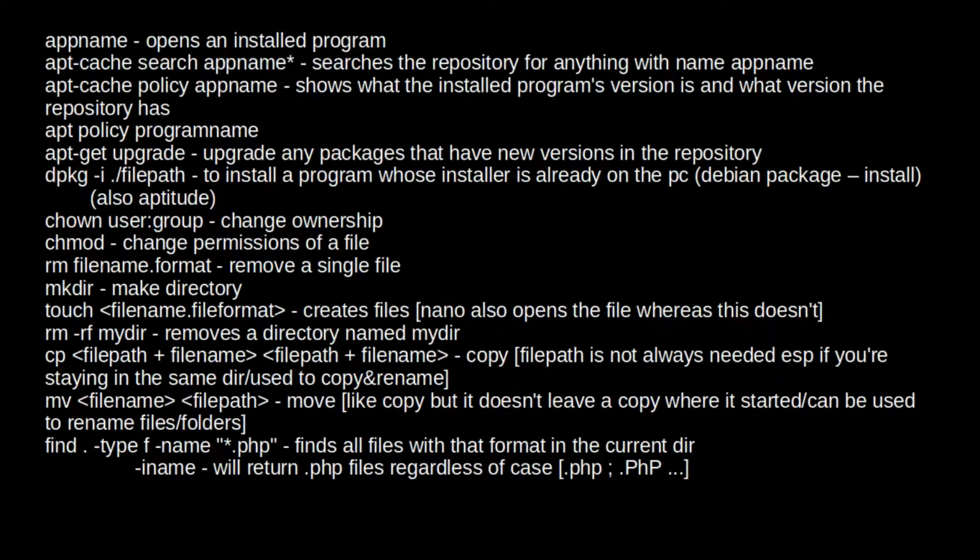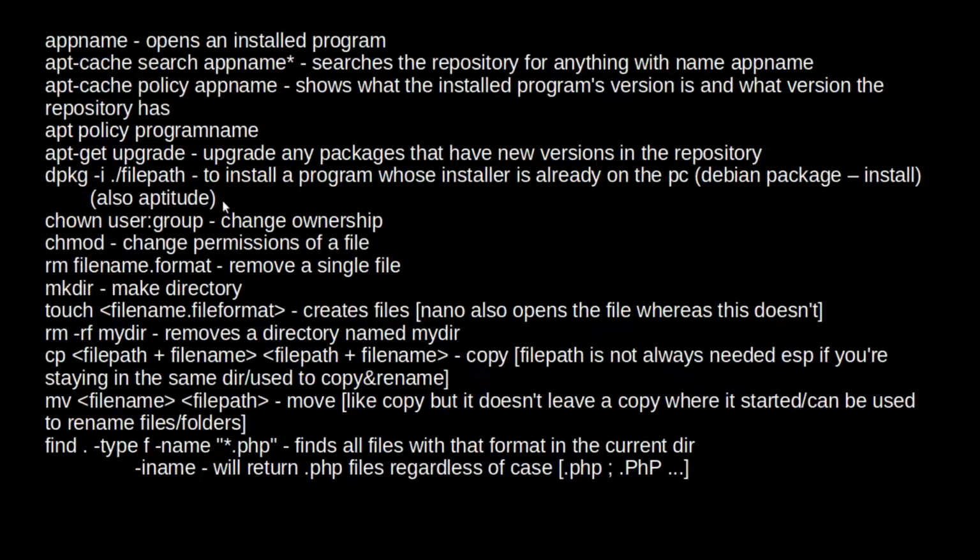apt-get upgrade upgrades any packages that have new versions in the repository. You can also use dpkg, for example dpkg -i ./filepath to install a program whose installer is already on the PC. So dpkg stands for Debian package and -i means install. So if you have a Debian package on your PC, then you can use this command and specify the path to the file, and it's gonna install it.